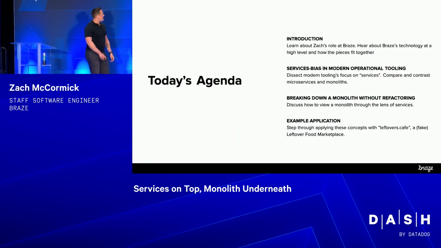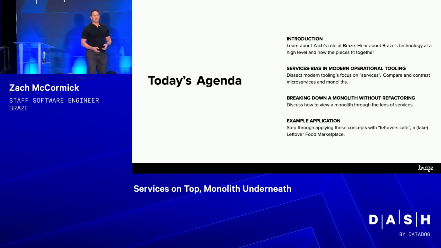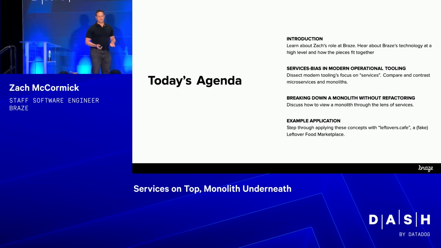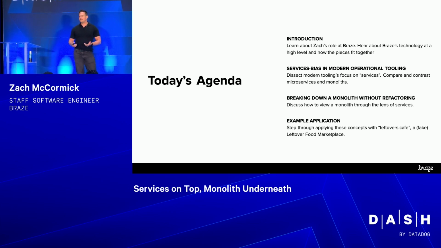But yeah, today's agenda, what we're going to talk about. First I'll introduce a little bit about Braze, the place that I work. We'll talk about what it does and how our system is architected and how all the pieces fit together. Then we'll talk about how we observe how Braze works and how there's a services bias in modern operational tooling. So whether it's Datadog or some other type of operational observability tools, there's definitely a bias towards services. We'll look at the good and the bad there.